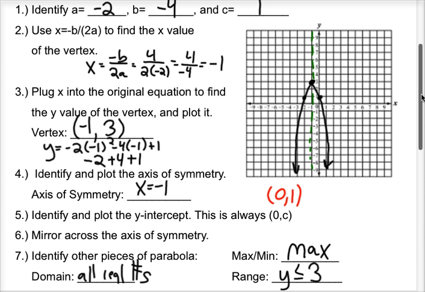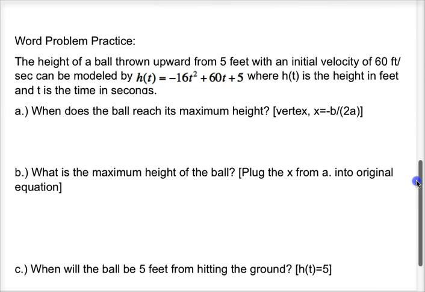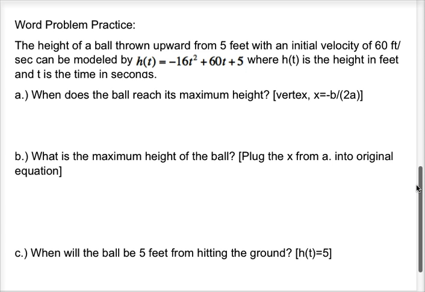So that's just a quick recap of our graphing. The real focus of these notes is going to be word problems. So looking at these word problems, the height of a ball thrown upward from 5 feet with an initial velocity of 60 feet per second can be modeled by h of t equals negative 16t squared plus 60t plus 5, where h of t is the height in feet and t is the time in seconds. So, when does the ball reach its maximum height?